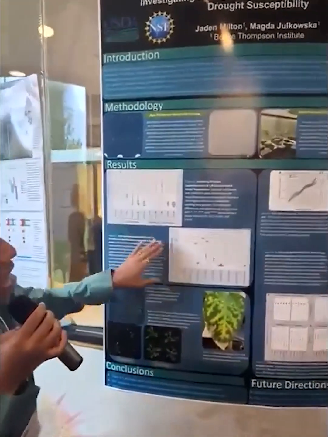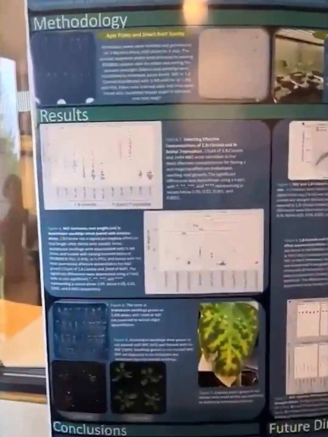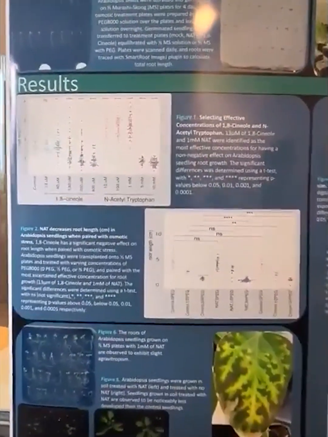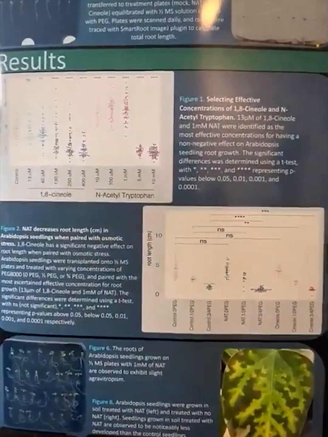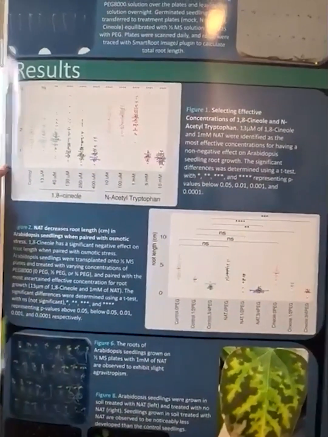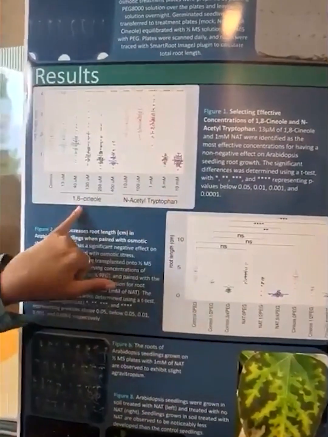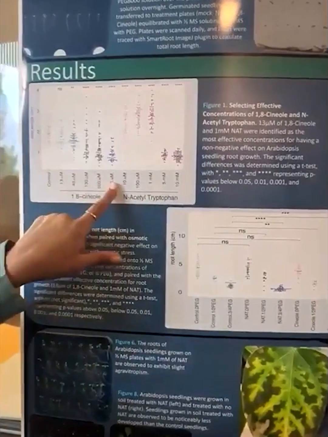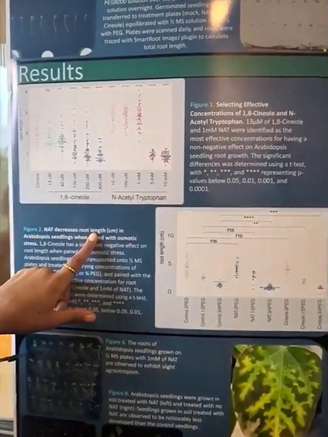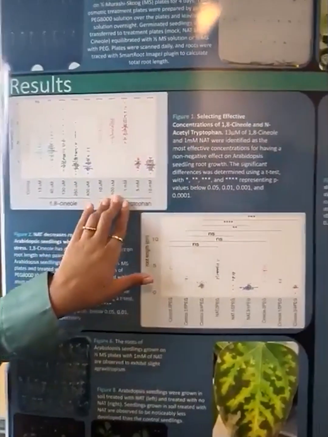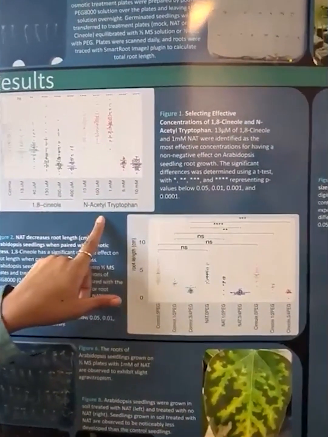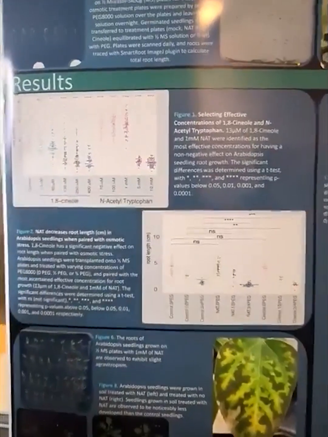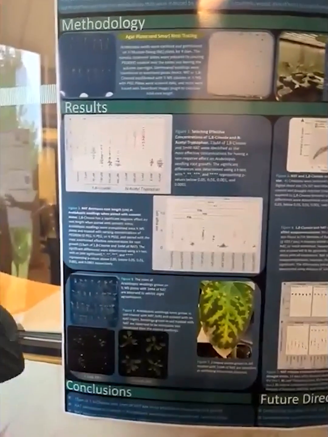And so here we have two agar plate assays that we did on Arabidopsis. Here we have varying concentrations of both cineole and N-acetyltryptophan. We can see that every concentration of cineole decreased root length, while the first three concentrations of N-acetyltryptophan actually significantly increased root length. And so this was great.